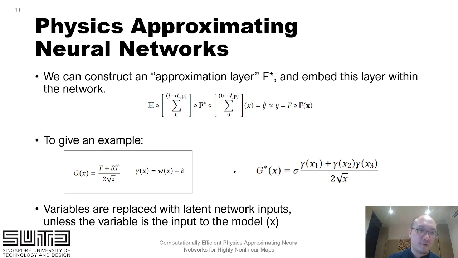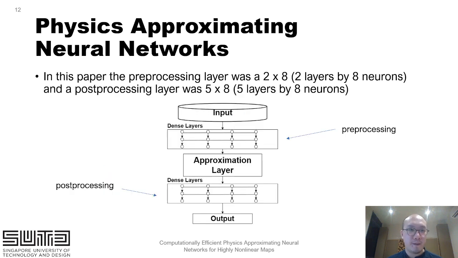To give an example, if we had this function g of x that has these different variables r and t, we can then use the latent inputs from our network. That's the gamma of x, which is the weight of x plus bias, and substitute that into the original g of x to get what we see on screen, g star of x.